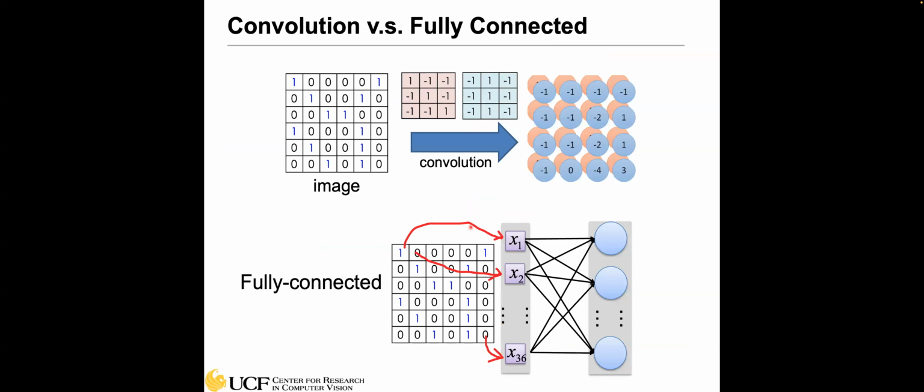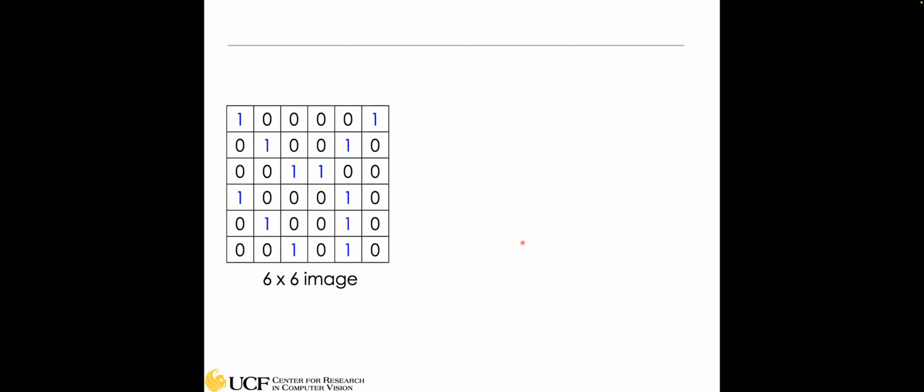Okay, a quick comparison of the convolutional network and the fully connected network. For this example, we have a very simple grayscale image, 6 by 6. For the fully connected layer, in the first layer, the input layer, you have to flatten this entire image as a vector, a very large vector, 36 dimensions. Then for each neuron in the hidden layer, you have a connection with these input pixels.